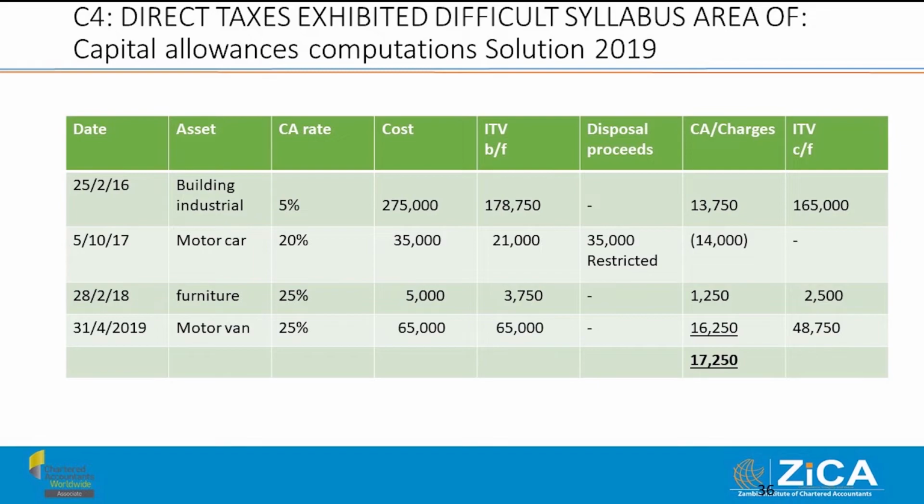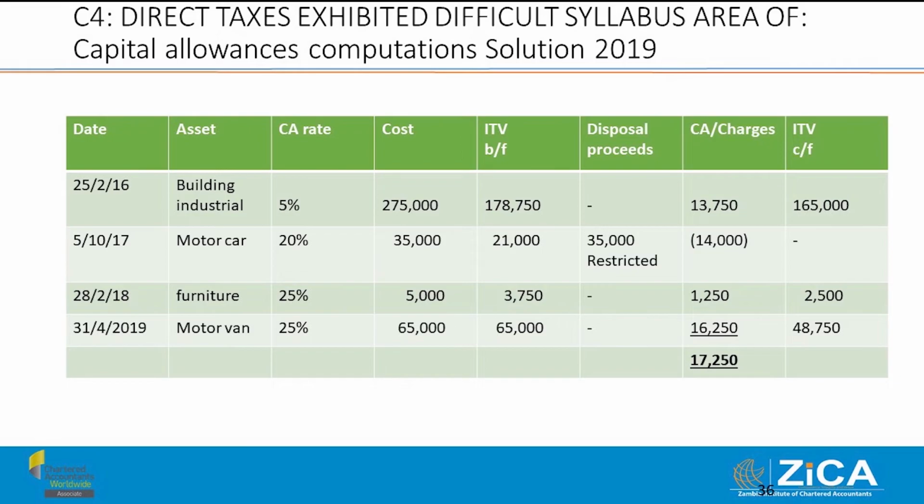So when you go to next year, 2020, the ITV that you will be showing will be 48,750, not 65,000. So this is, in a nutshell, a proposed capital allowances computation stage, which we feel can help us a lot in minimizing time in our exams.